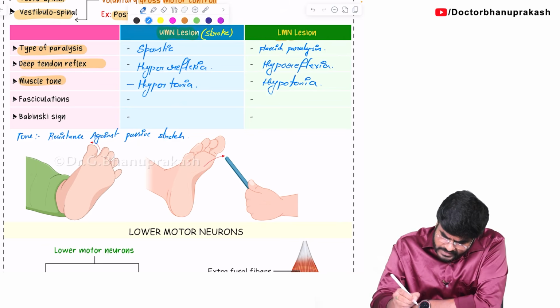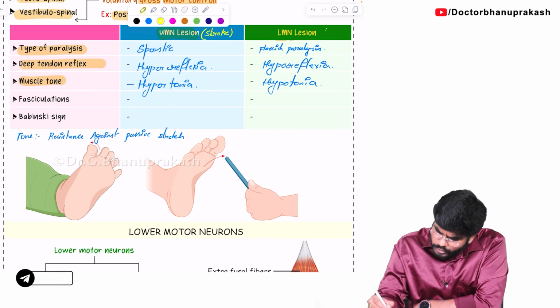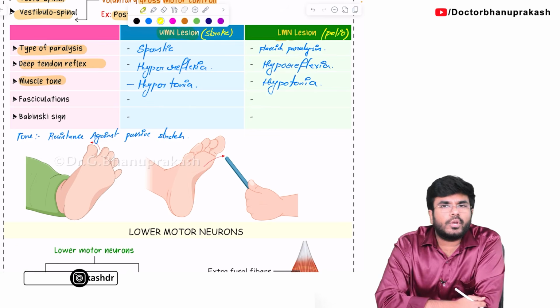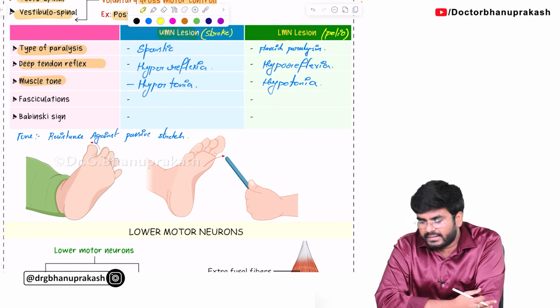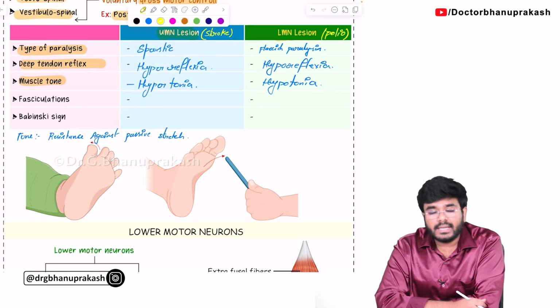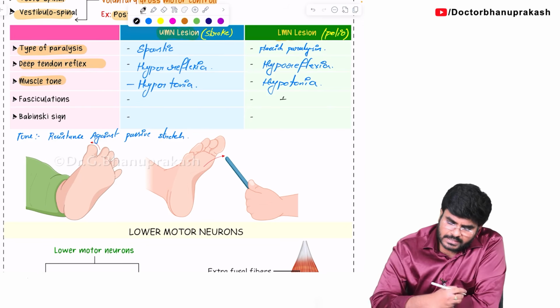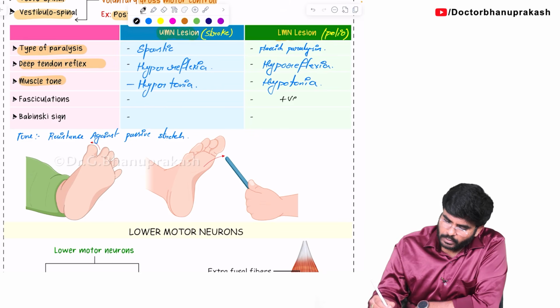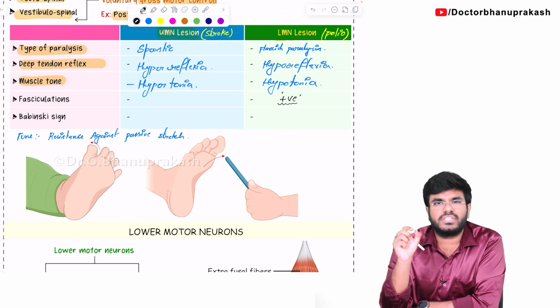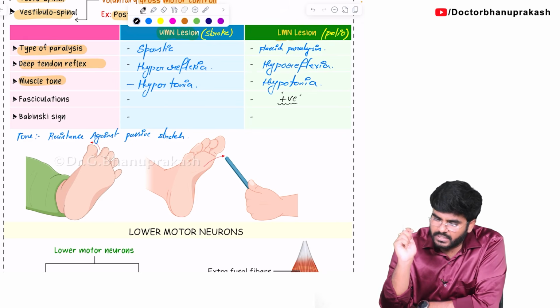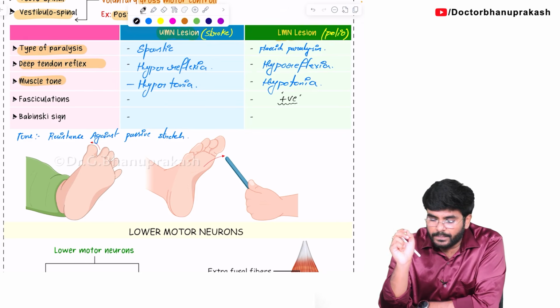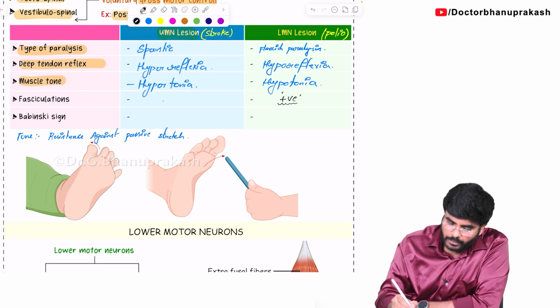So, let me give you an example for a lower motor neuron lesion: polio, the condition where the lower motor neurons are affected. Okay, and is there anything else that you should know for your exams? See, this will again come in your medicine, but right now I will tell you a few important differences. Fasciculations are only seen with lower motor neuron lesions. Fasciculations are involuntary muscle contractions, like twitchings. If they ask you, fasciculations are always seen with lower motor neuron lesions, but not with upper motor neuron lesions.